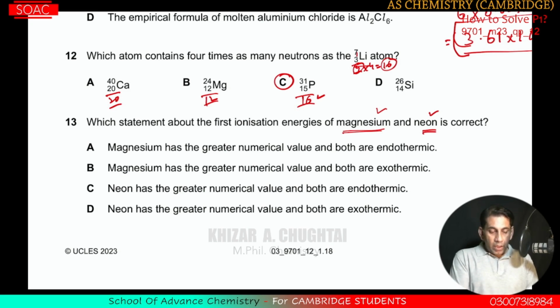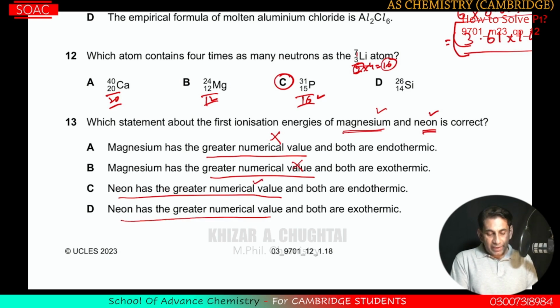First thing. Magnesium has the greater numerical value. No. Neon has the greater numerical value. Yes. Now come to the second portion. I mean, both are endothermic. Both are exothermic? No. Ionization energy is always endothermic. So C is the correct option.